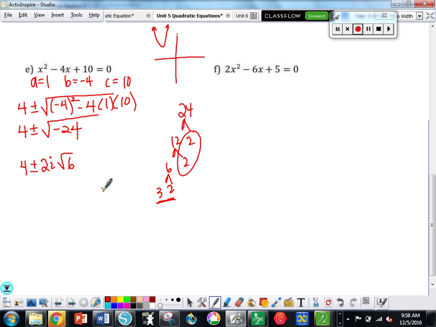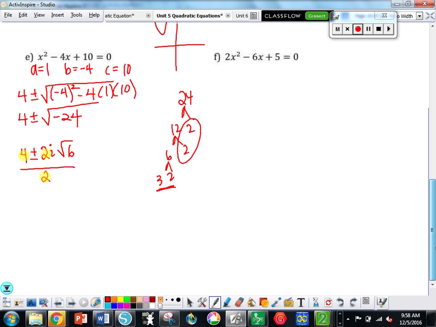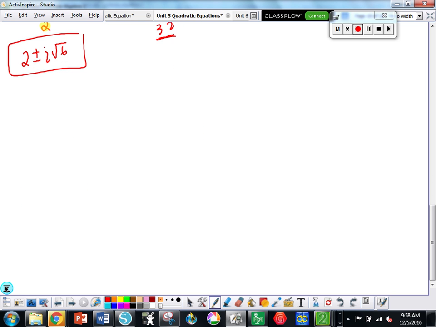Now that's just the numerator, right? Now what do you have to do? All over 2a, so all over 2. One last step, you look to see if they have any common multiples. They are all divisible by 2, right? So we could rewrite this and say 2 plus or minus i square root 6, all over 1. We divide this one by 2. That is your solution. You don't have to rewrite it, you don't have to simplify it further, that is your solution.